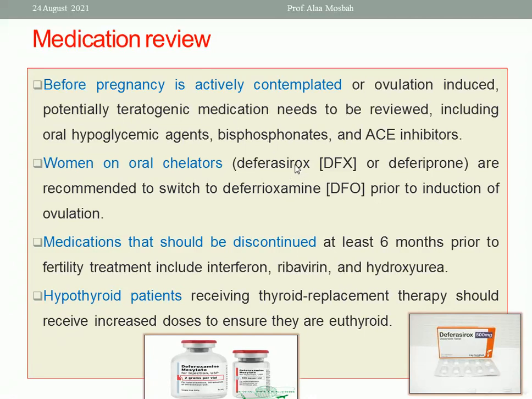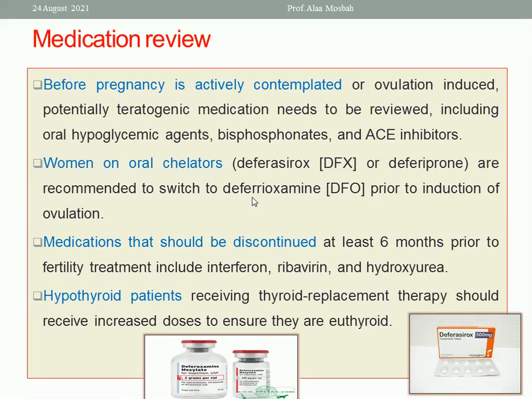Deferasirox is used orally, as in this picture. This is deferasirox, and the abbreviation is DFX. It is a worldwide abbreviation, DFX, deferasirox. This is taken orally, while deferoxamine, with abbreviation DFO, as in this picture, is used by injection. So it is advised to shift from this oral one to deferoxamine, which is given by injection.